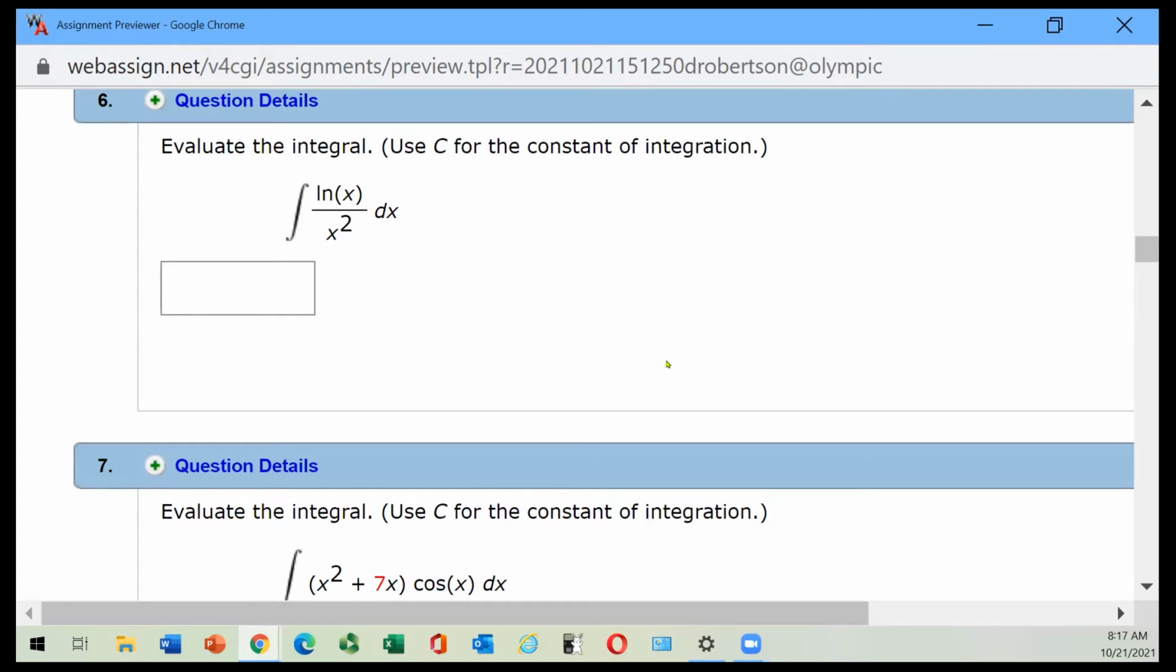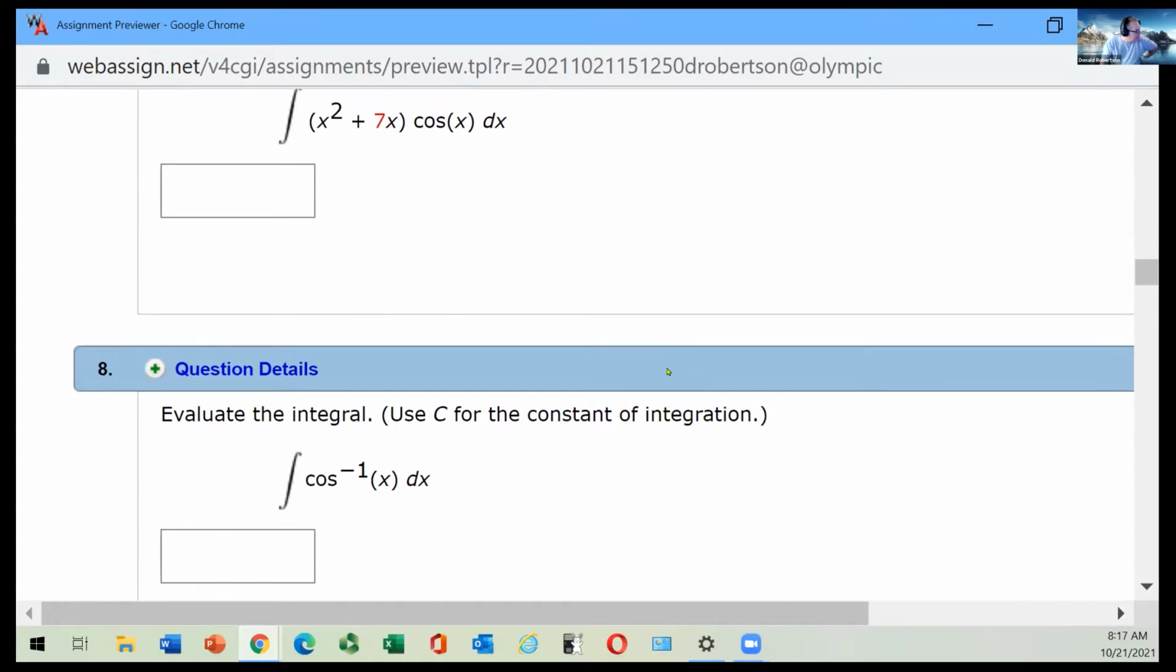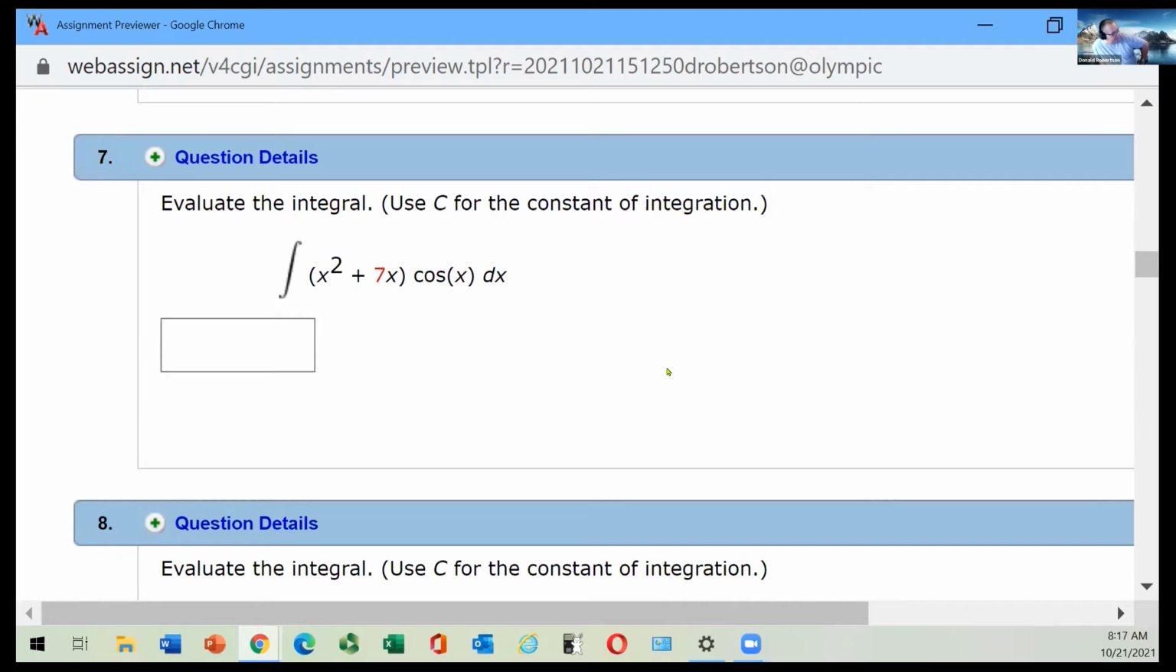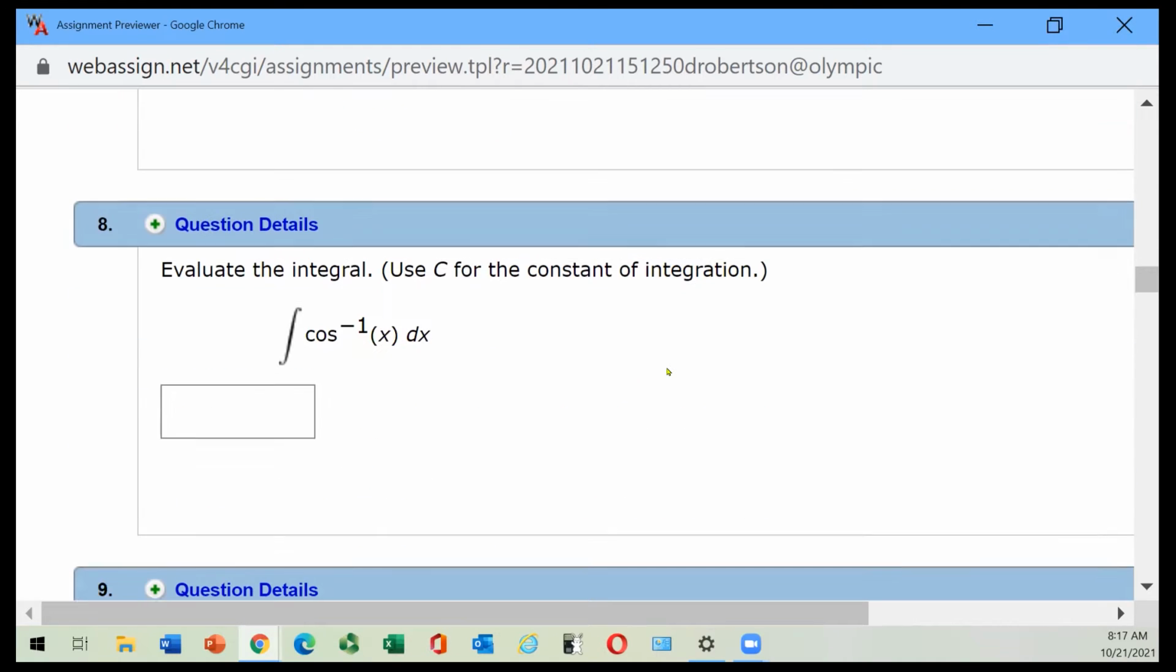One over x squared. Correct. I know that looks like a fraction, but you have to think of it as 2 things multiplied. So it's 1 over x squared times log x. Who would you choose in 7? X squared plus 7x. Okay, that would be situation 1 again.